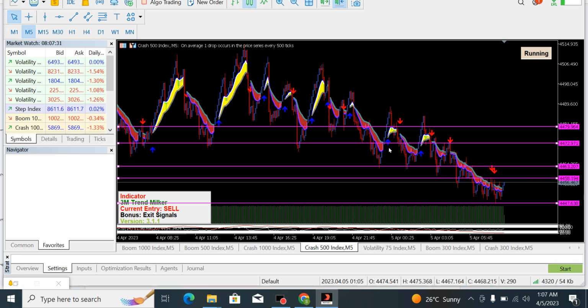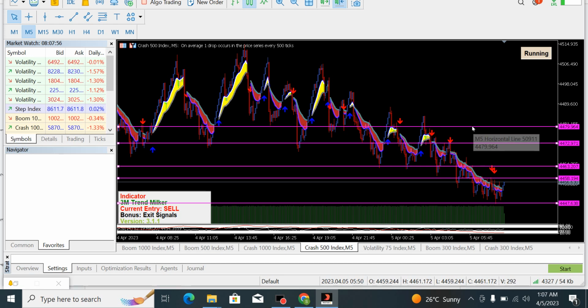Okay, so remember, for Crash 500, if it does not break out below this support zone, then it will keep on buying. The first TP will be smashed very soon, then thereafter it will get to the second TP if it breaks out above this. And once it smashes this, once it breaks out above this, then this is the next TP we should be looking out for. Okay, so that is very, very important.